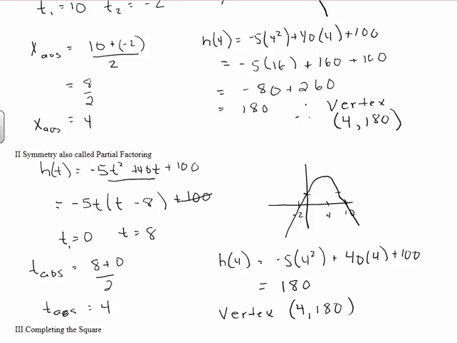And you can see that's such a fast method of finding the vertex, as long as you don't need the actual x-intercepts. You have to keep in mind with partial factoring, you're just getting two symmetrical points on the parabola.